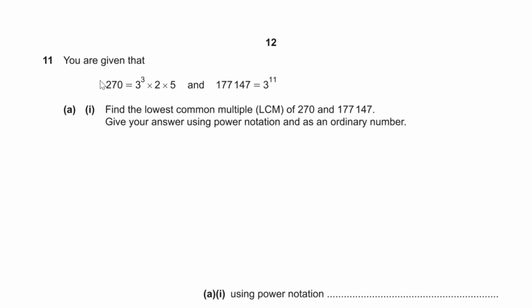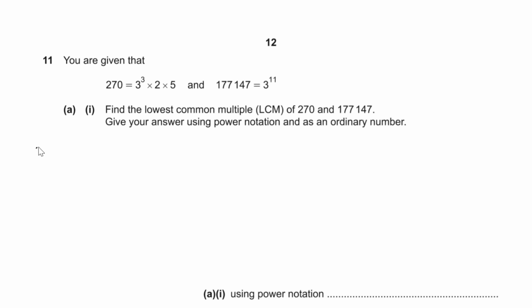Question number 11. You are given that 270 is equal to 3 cubed times 2 times 5, and you're given that 177,147 is equal to 3 to the 11. We have to find the lowest common multiple of 270 and 177,147. Give your answer using power notation and as an ordinary number.